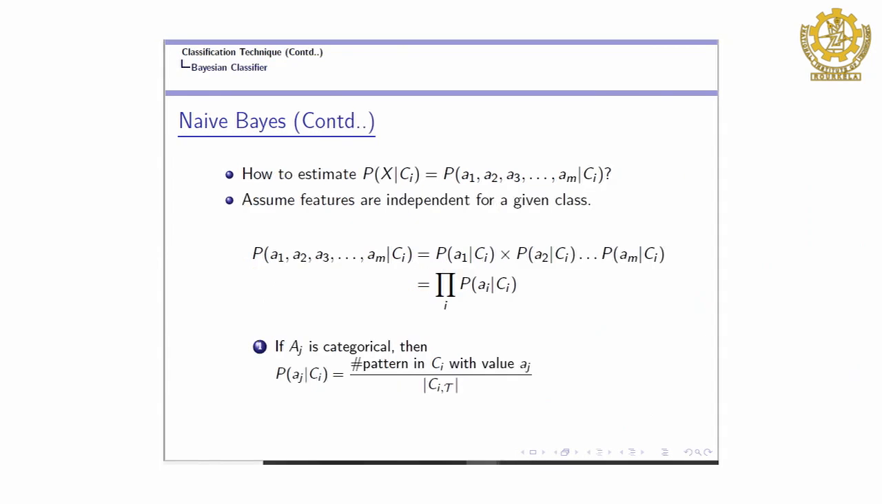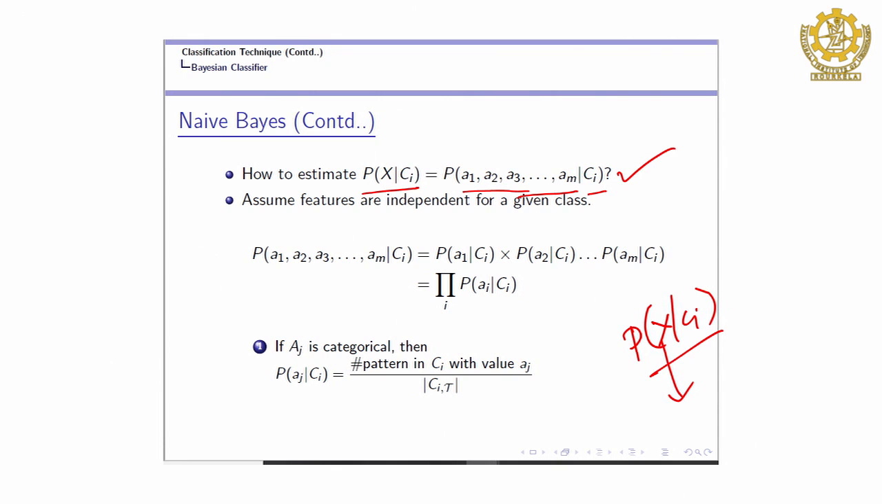What is that? We will explore the probability of X given Ci. What is X, by the way? X is nothing but the values of each of the features. So, we can write the probability of X given Ci as the values A1, A2, A3 up to AM for a given class Ci. We have to find this value at the end of the day, right.